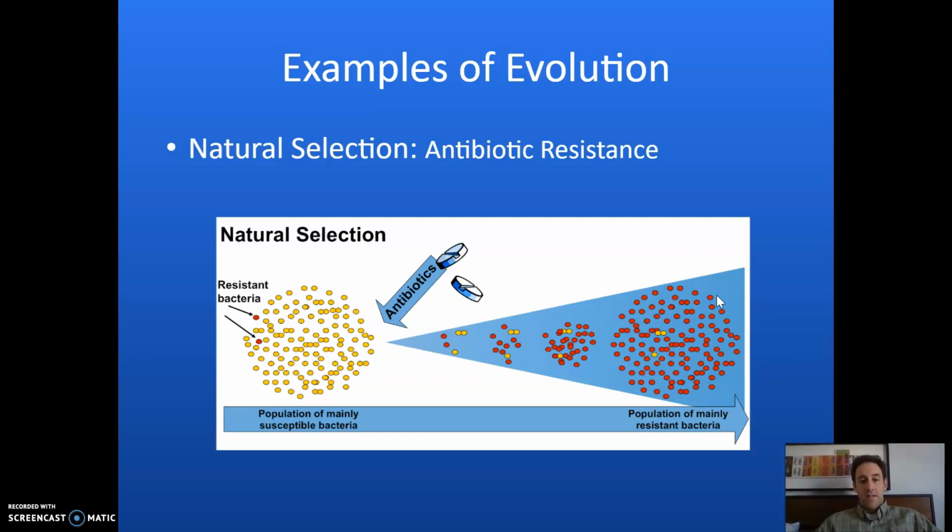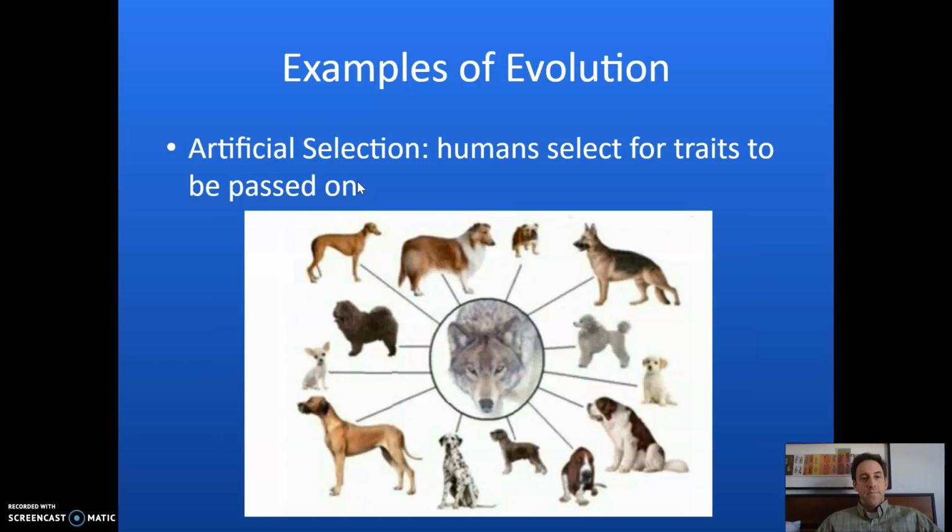We're losing a lot of our antibiotics because we are overusing them. And the more we use them, the more we allow these resistant bacteria to survive and pass on that resistance gene. And that's why we need to be careful with how we use antibiotics.